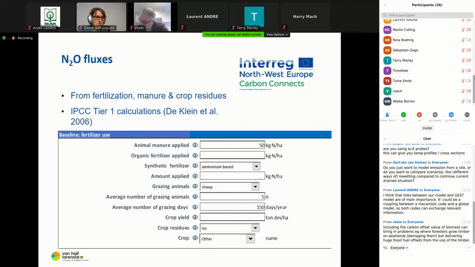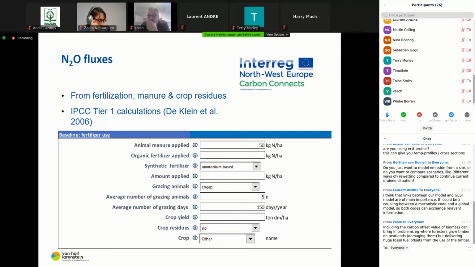Well, I'm tempted to say simply, but it's not all that simple, but it simply applies the IPCC Tier 1 calculations to determine the amount of N2O emission that this results in. So again, you see here the input field for the user. One can input how much organic or animal manure or organic fertilizers is brought into the field, or synthetic fertilizer, where a choice needs to be made between ammonium-based and nitrate-based.